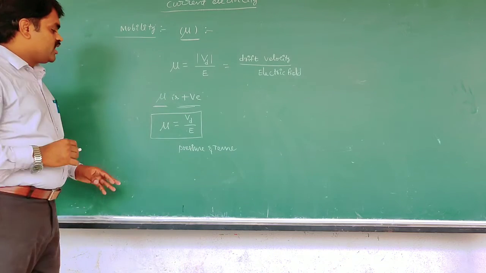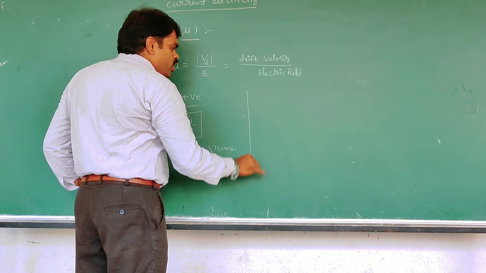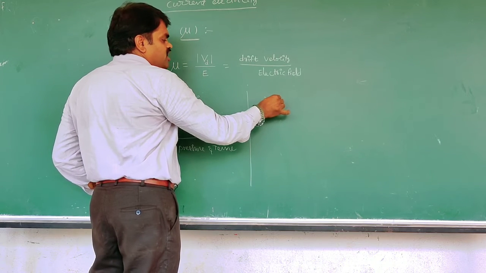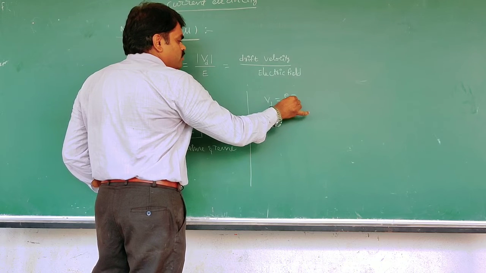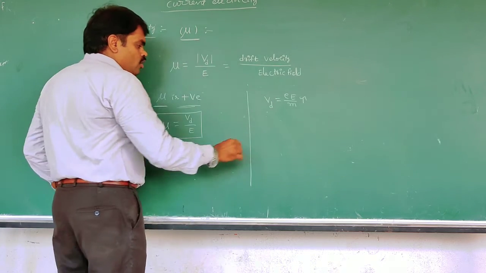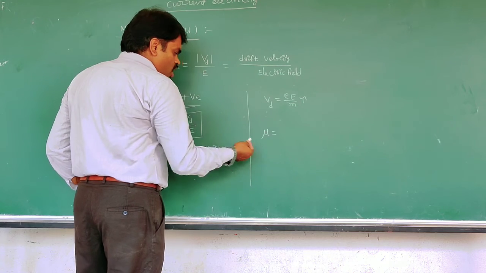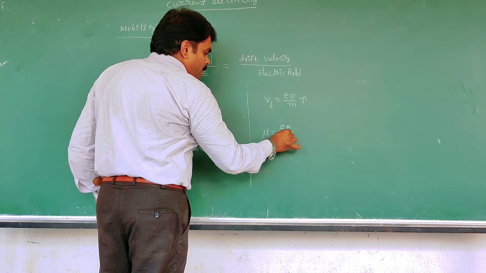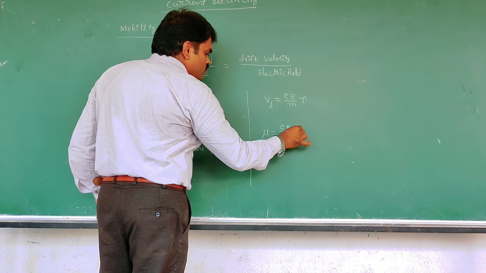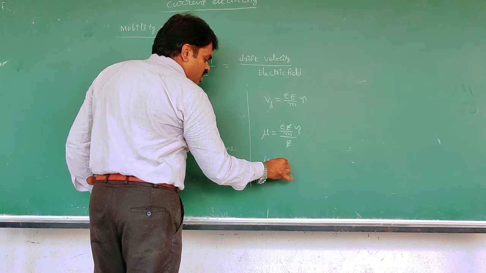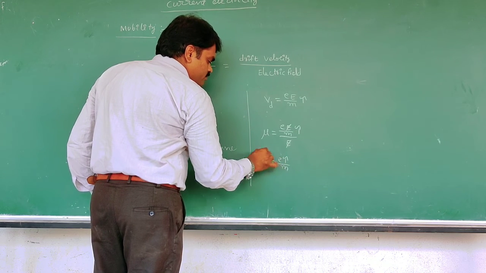Here we know that the drift velocity Vd is equal to E by m into tau. Then substituting, the mobility of the electrons, mu is equal to E by m by E into tau. Then E cancels, so mu is equal to E tau by m.